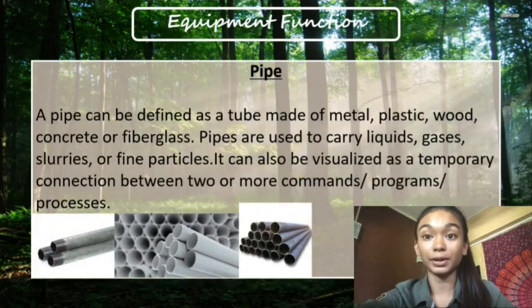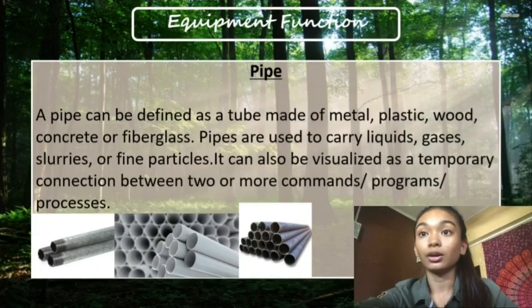Okay, so next we have pipe. A pipe can be defined as a tube made of metal, plastic, wood, concrete, or fiberglass. Pipes are used to carry liquids, gases, slurries, or fine particles. It can also be visualized as a temporary connection between two or more commands, programs, or processes.